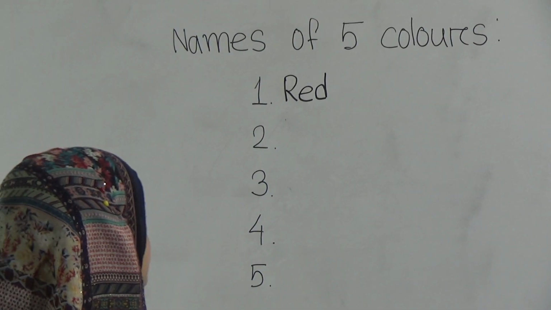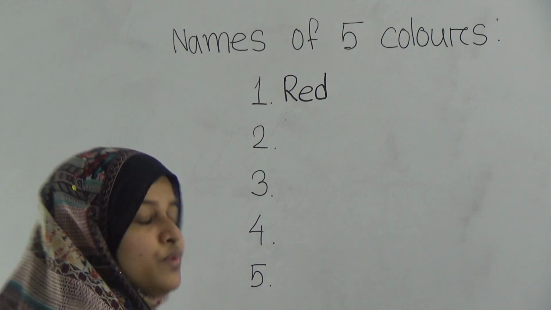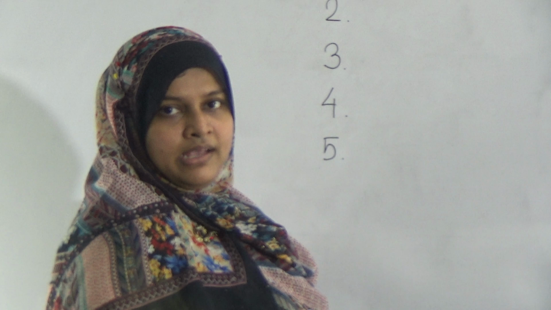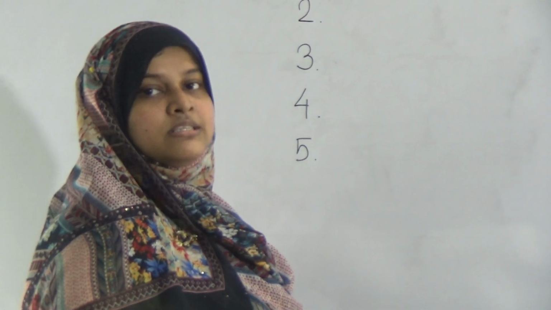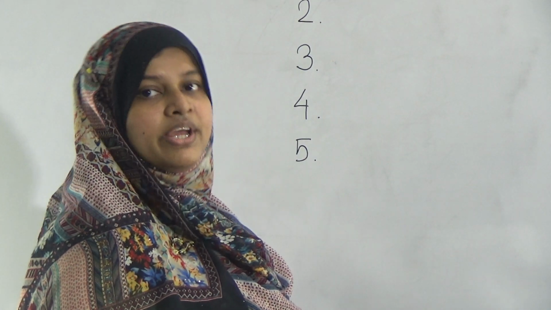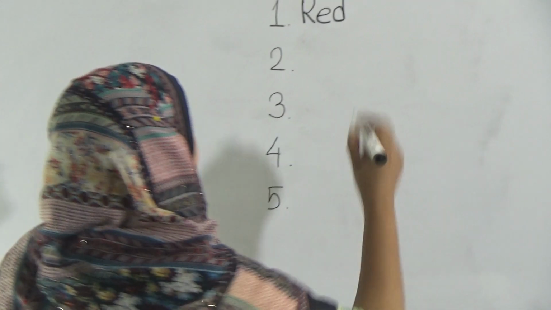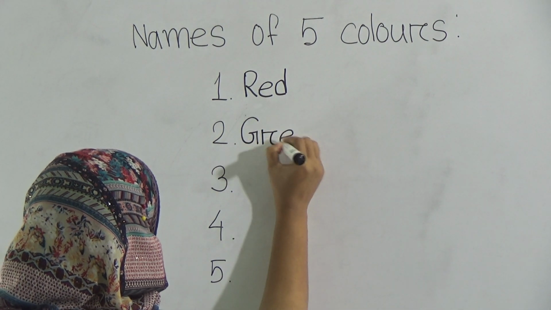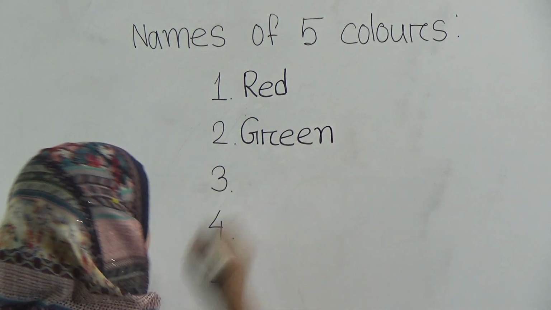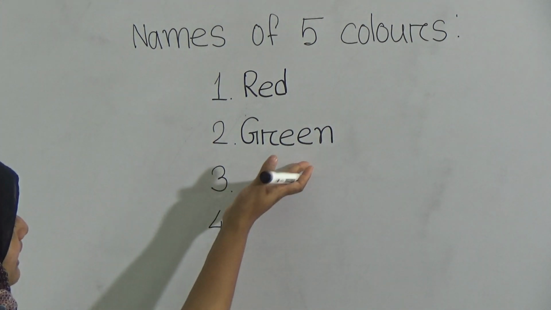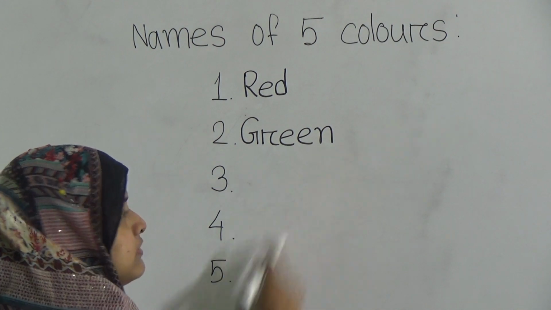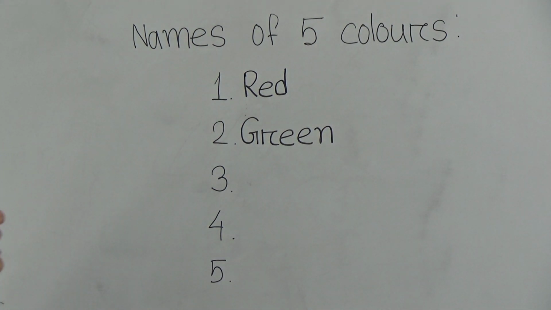Okay, can you spell green? Students, can you spell green? Okay, spell with me. G-R-E-E-N. Green. I'm writing G-R-E-E-N. Green. Now spell again. G-R-E-E-N. Green.